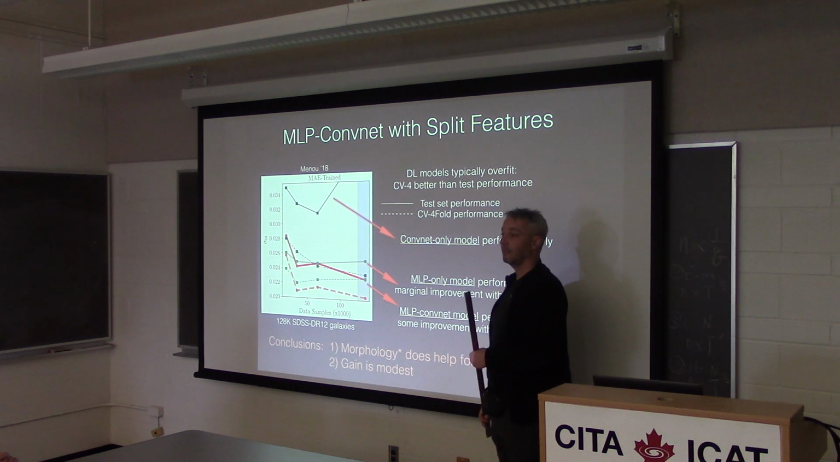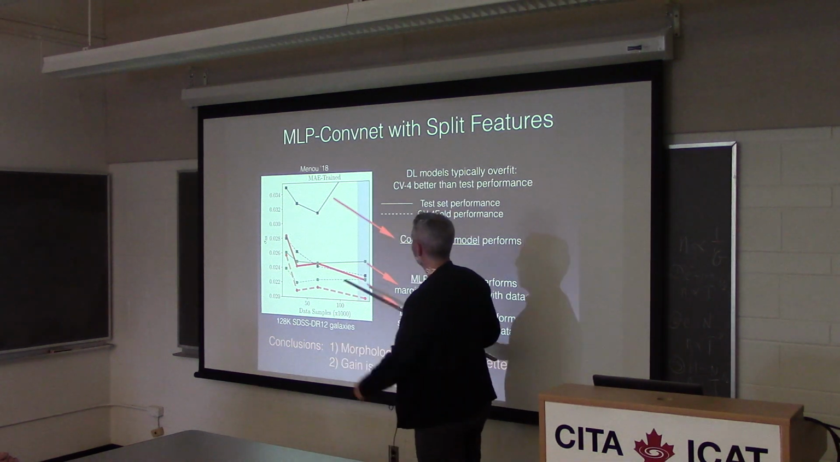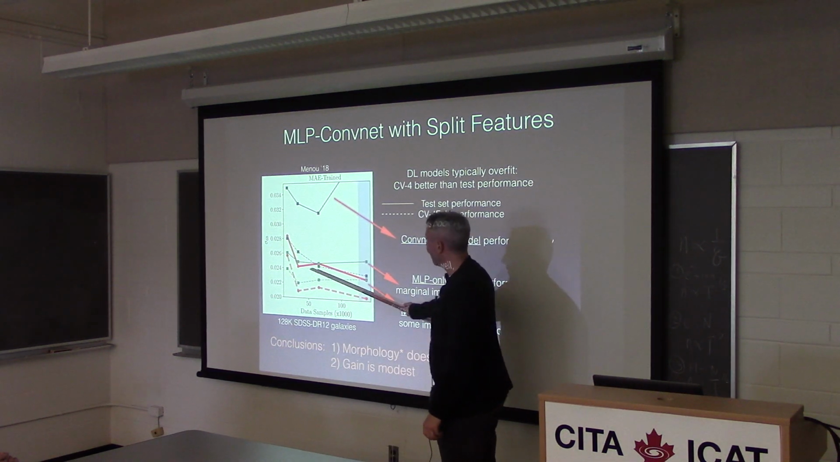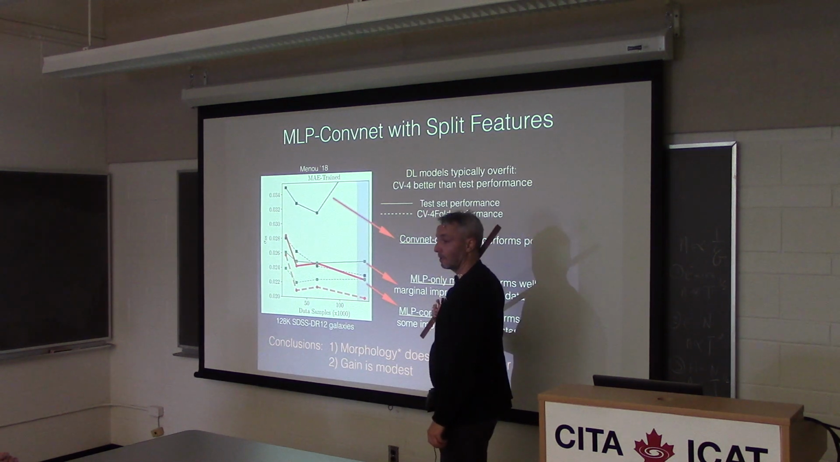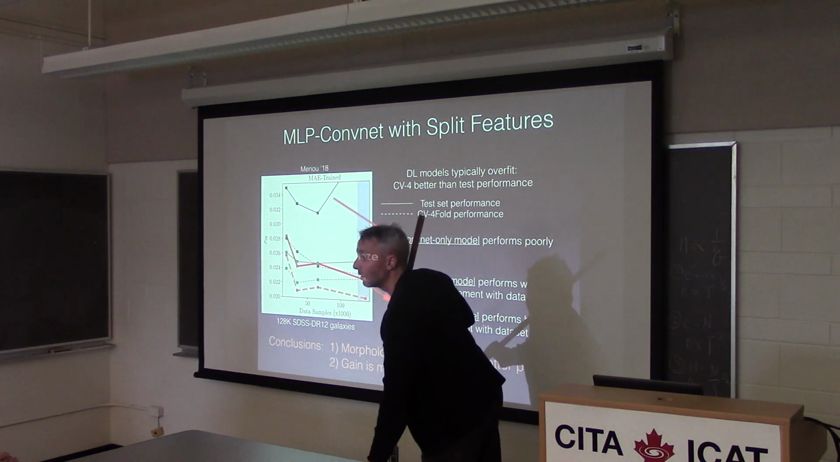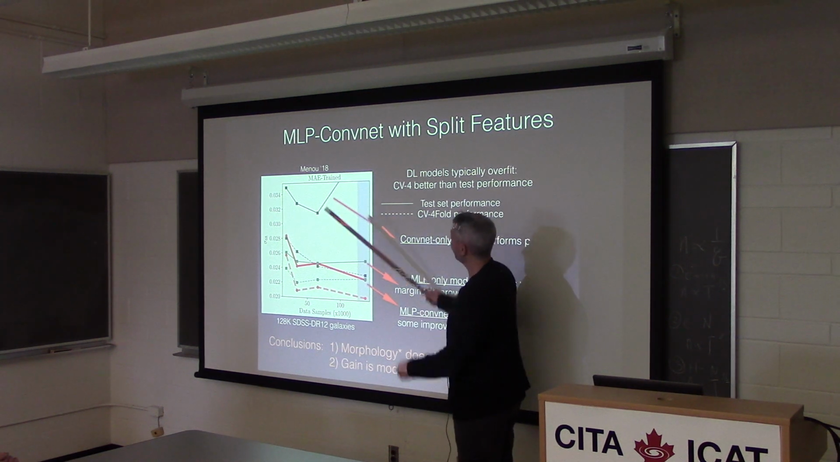Photo-z is not getting better. Sorry? Photo-z is not getting better. The green line shows that. That's the standard method. The red is with the images. But that's also machine learning. It's not that we couldn't get that. That's also machine learning, but it's not the neural net. No, it is. All of that is deep neural net.